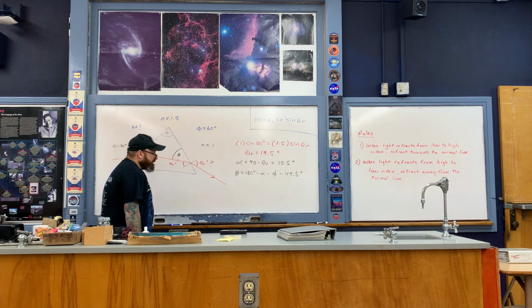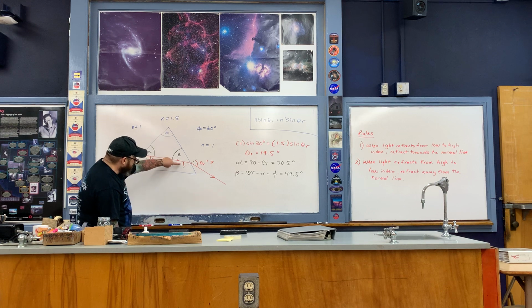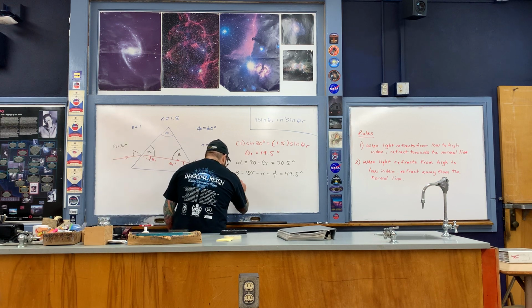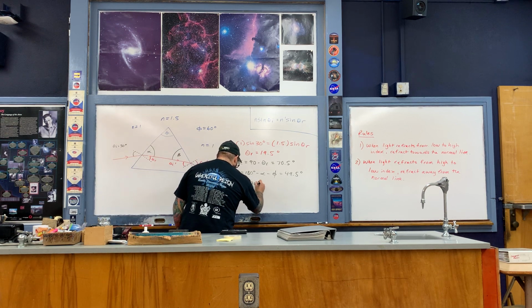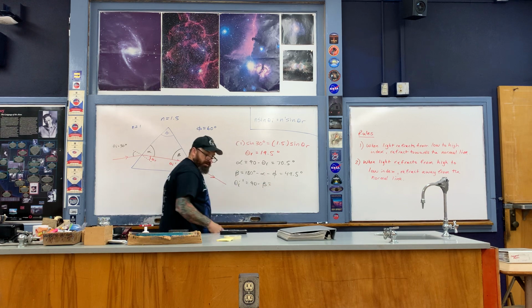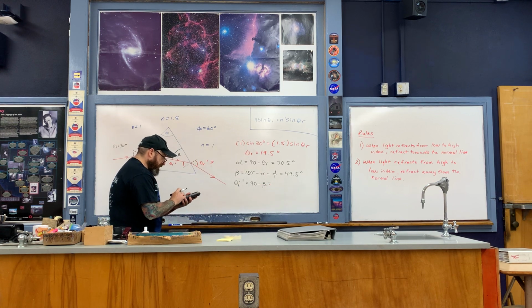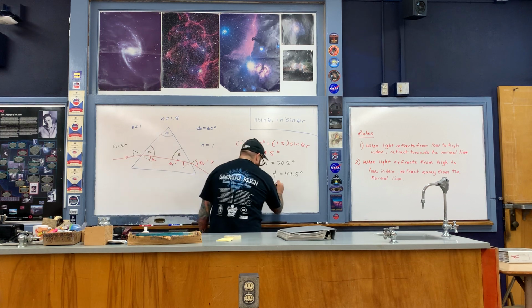Okay, now that I have that angle, let's go ahead and find theta incident prime, because notice that theta incident prime is the complement of beta. So theta incident prime is 90 minus beta. So 90 minus 49.5, and that comes out to be 40.5 degrees.